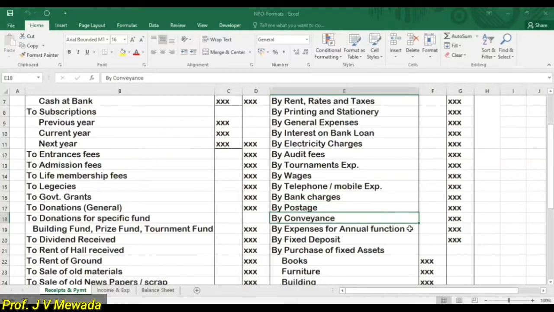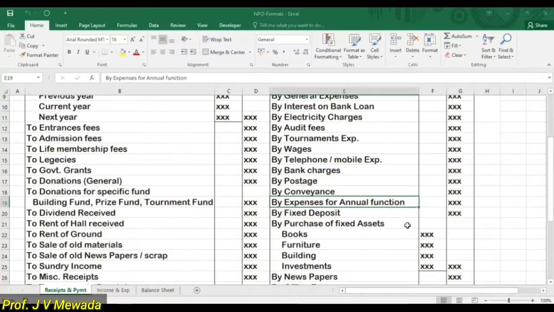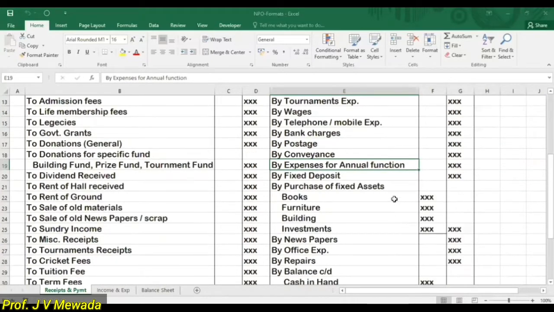Then we have expense of annual function. Just like we have an income of annual functions, we have an expense of annual function. Then fixed deposit. Fixed deposit is not a revenue receipt, it is a capital receipt. Sorry, it is a capital payment. We are having surplus fund, so we are depositing it to bank.